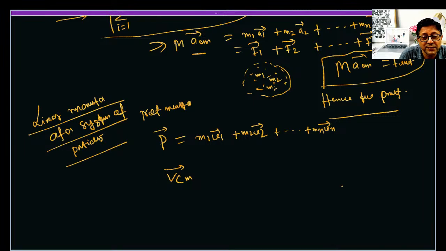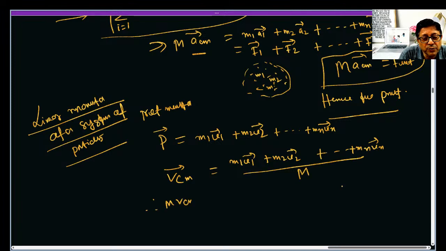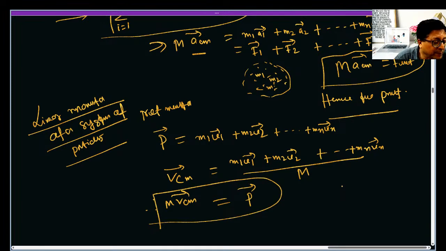Or I remind you in detail. What is VCM? M1 V1 up to Mn Vn by total mass, cross multiplied. Therefore, M VCM equal to what? P. M VCM is equal to P, isn't it?